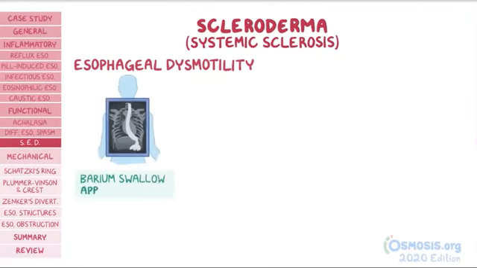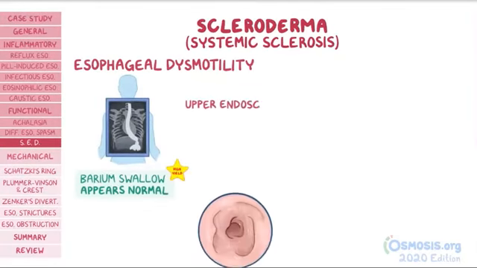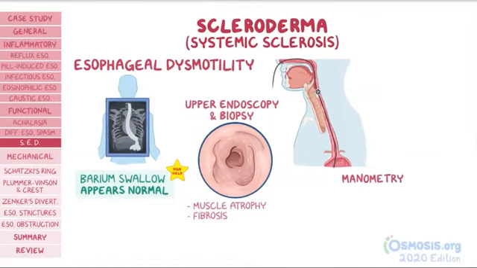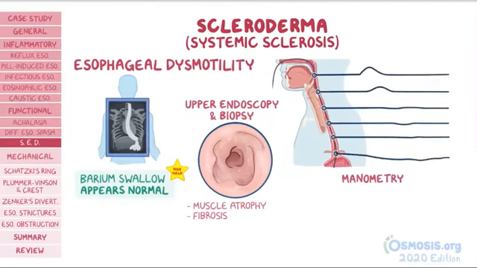The barium swallow can appear normal, but an upper endoscopy with biopsy can show evidence of muscle atrophy and fibrosis. Finally, manometry in these individuals shows reduced esophageal peristalsis in the middle and lower esophagus and decreased pressure in the lower sphincter.